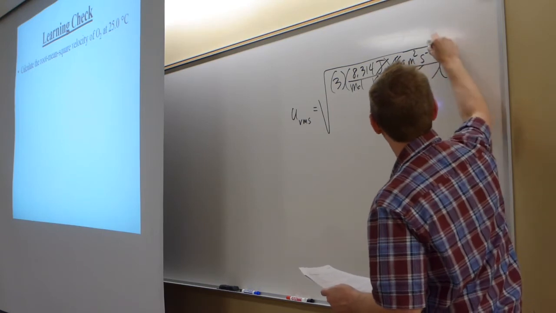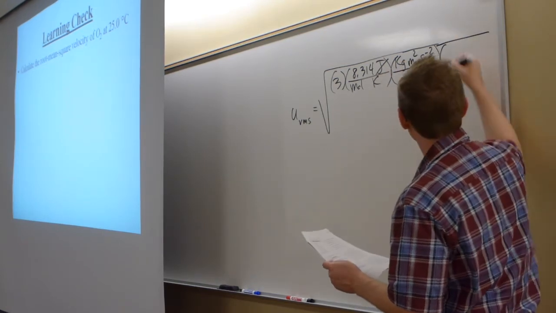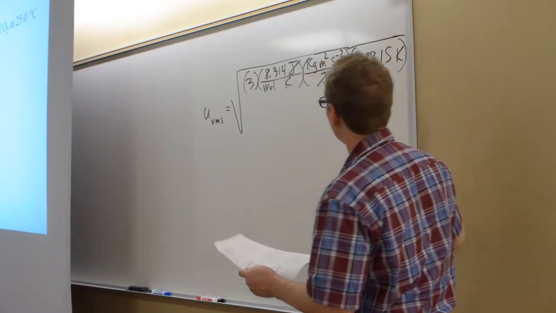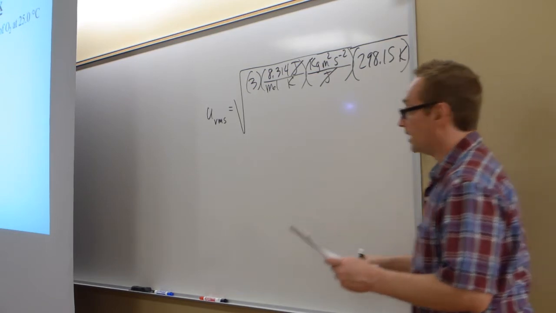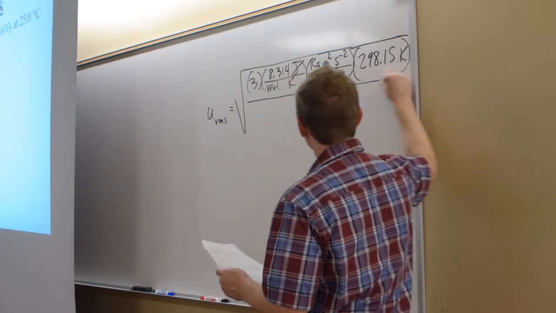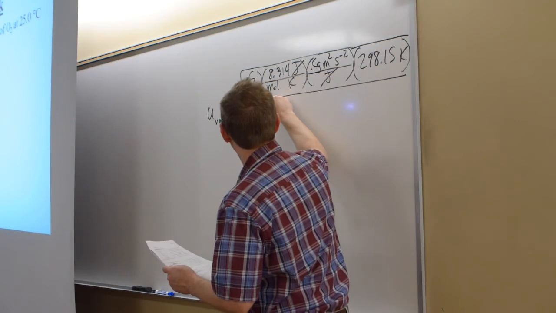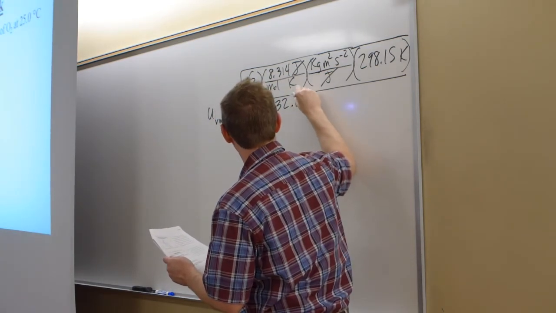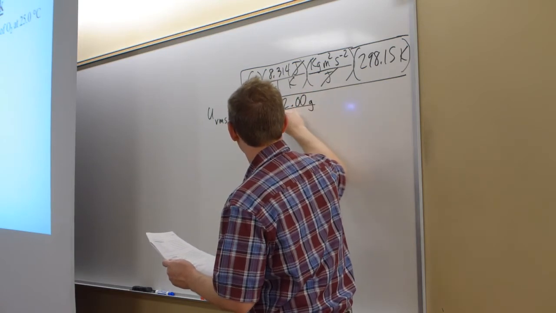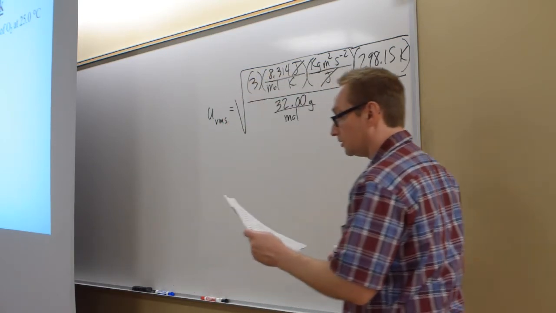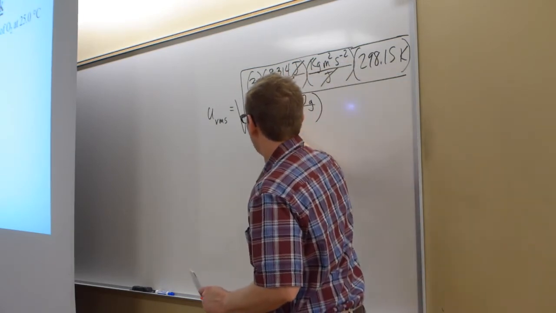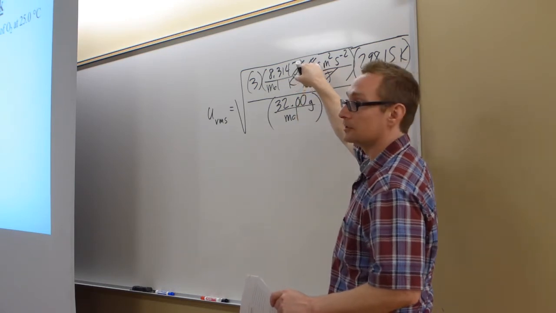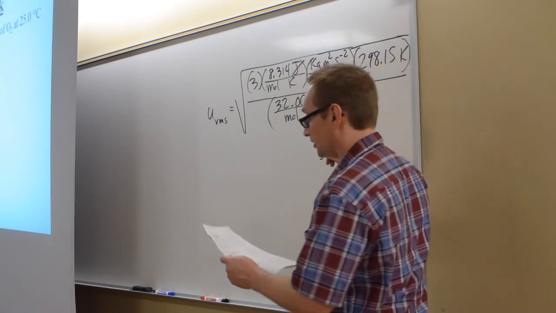And the temperature, of course, is 298.15 Kelvin. And all of that will be over our molar mass of 32.00 grams over mole. I'm going to convert these grams into kilograms for the molar mass because I have to cancel out these kilogram units here for the energy unit.